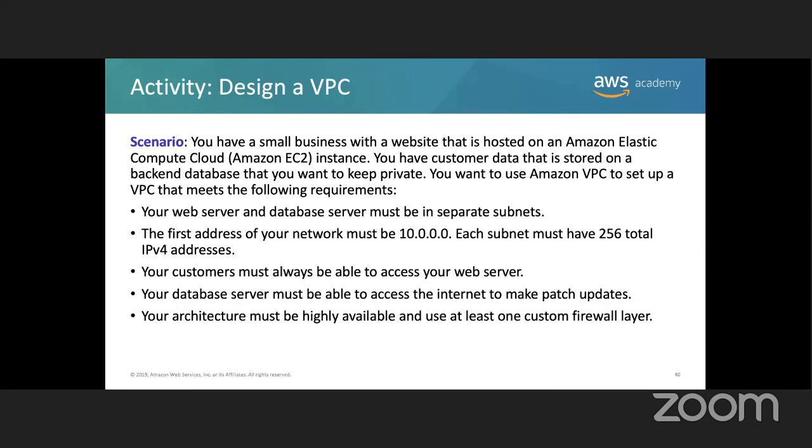Your architecture must be highly available and use at least one custom firewall layer. At least one, so we need to have security groups or the NACLs. And for highly available, we have to have at least 2 availability zones. One availability zone is not highly available, because if the entire availability zone goes down, you're screwed. So you have to have 2.